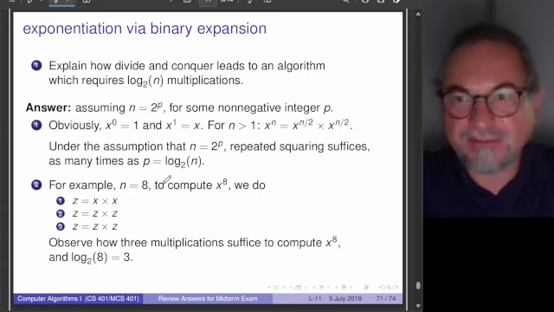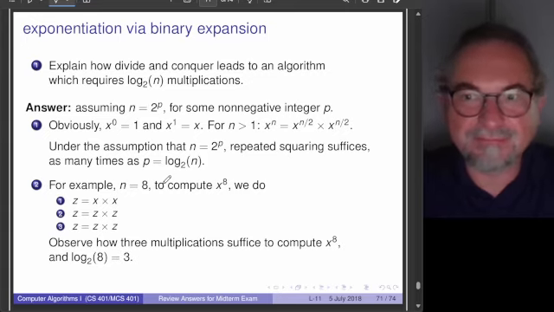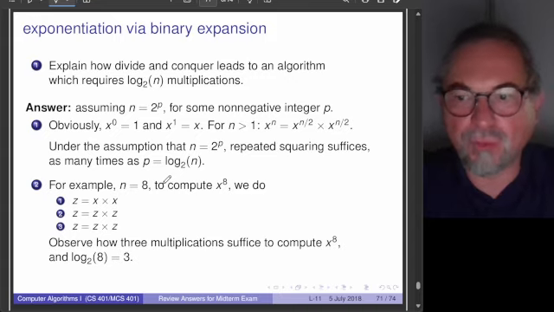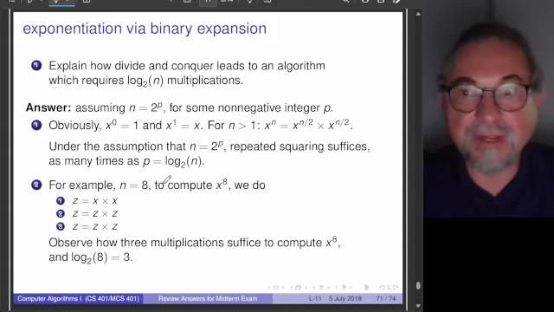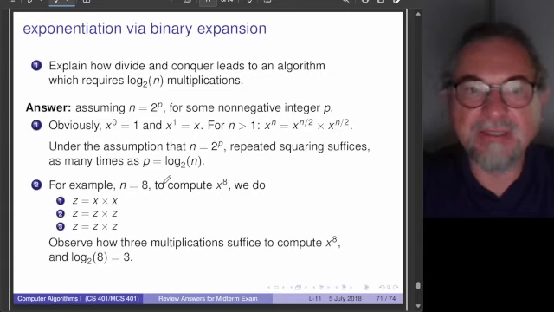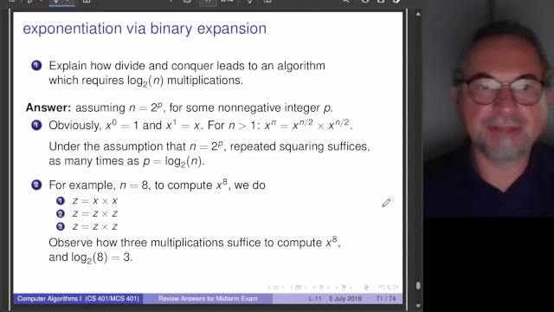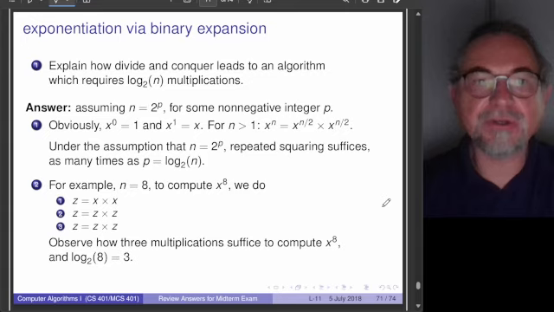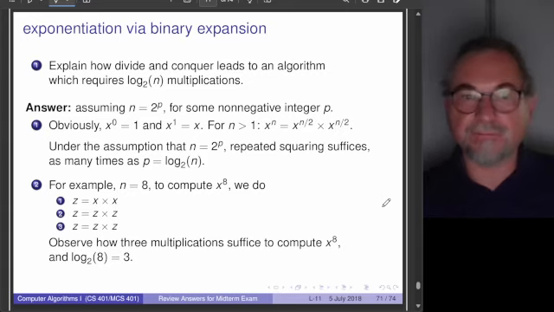But since this is a review problem and we want to be a little bit more complete, we are considering any n, and for that n we will consider the binary expansion. So here this is a derivation of the algorithm by example.